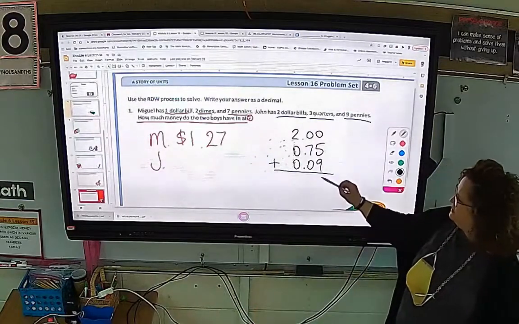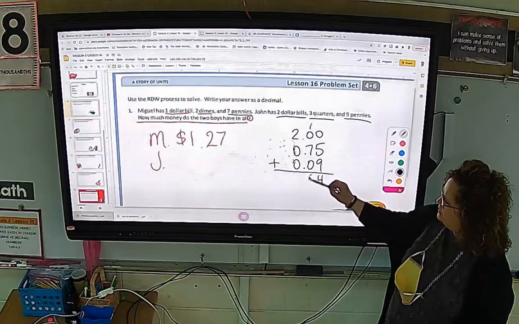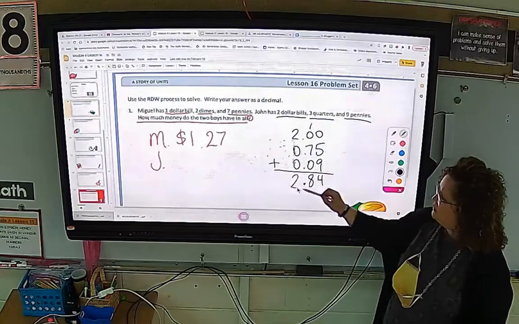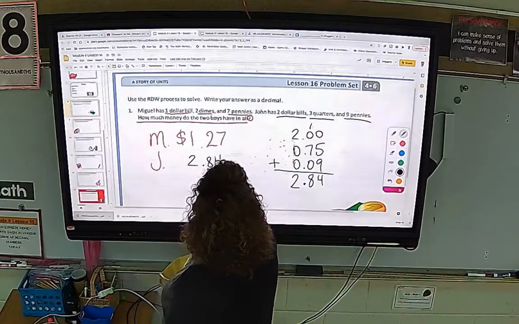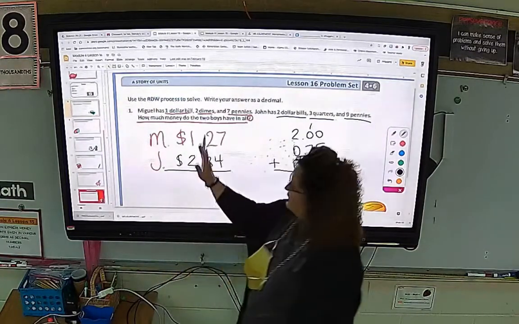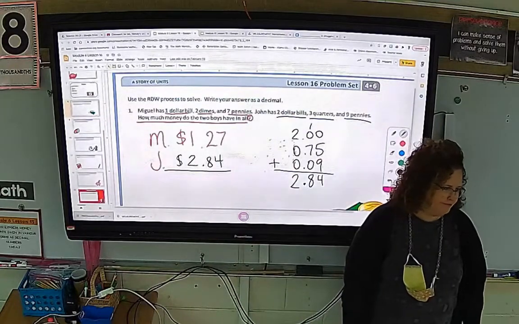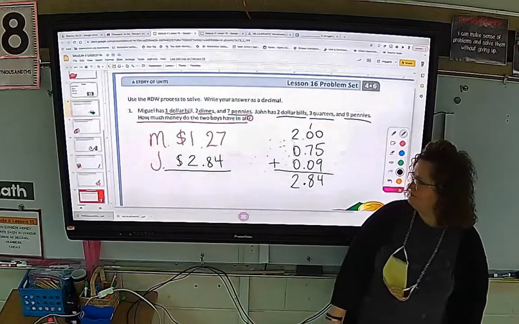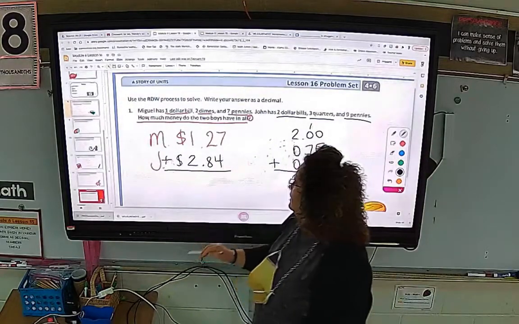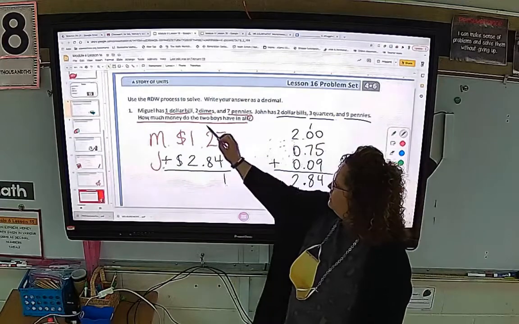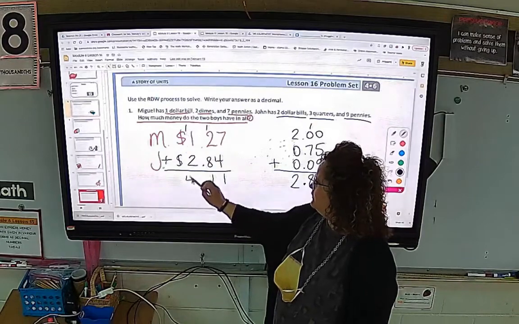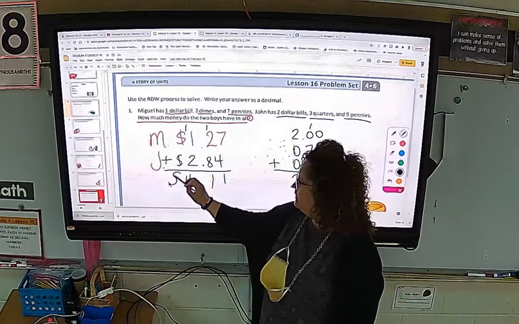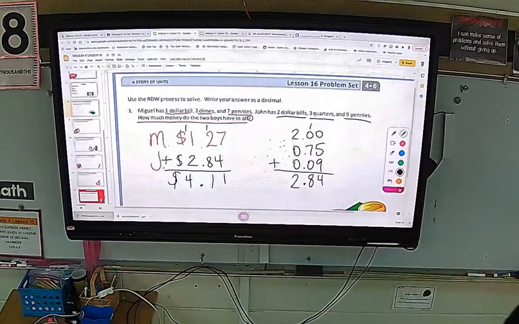Alright, so 5 and 9 is 14. 7 and 1 is 8. Put your decimal and then 2. So good old John's got $2.84. Now over here where I've written it, I've tried to write it so I've got it already lined up. Okay, so now all I do is what? Add them together. 7 and 4. That is 11. And 4. All together they have 4. That's pretty messy, but $4.11.